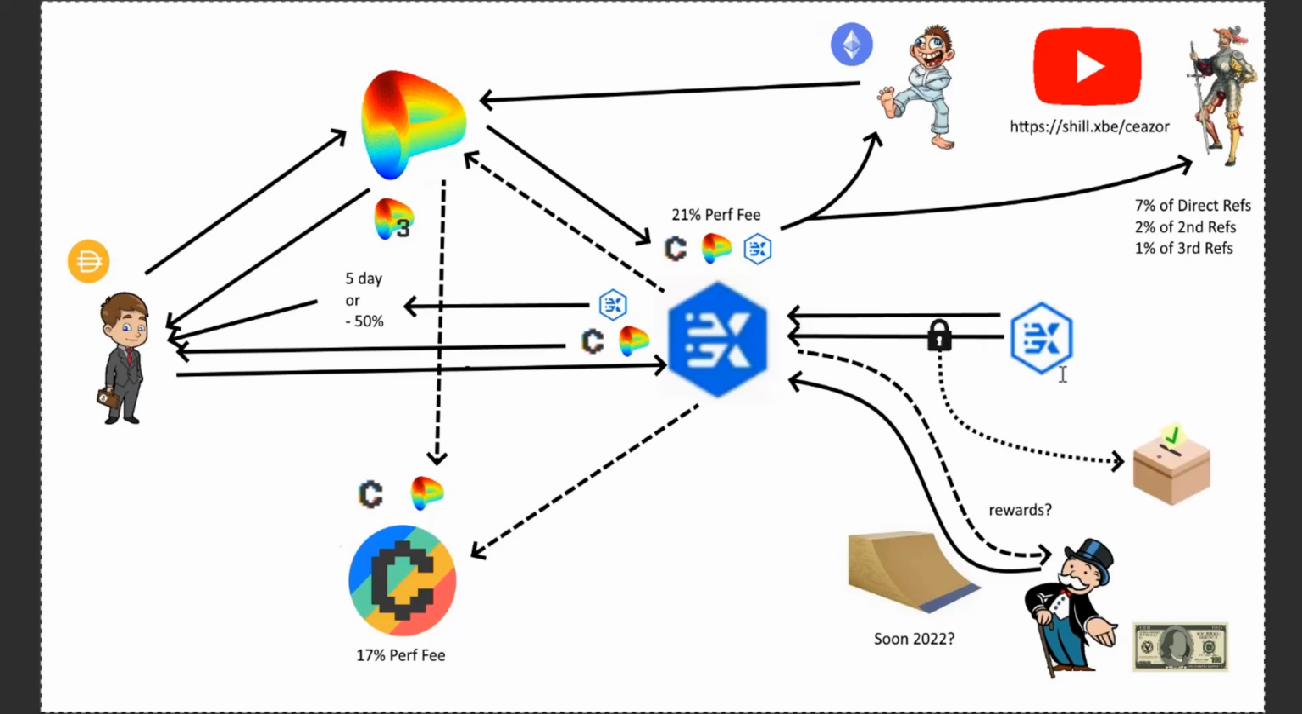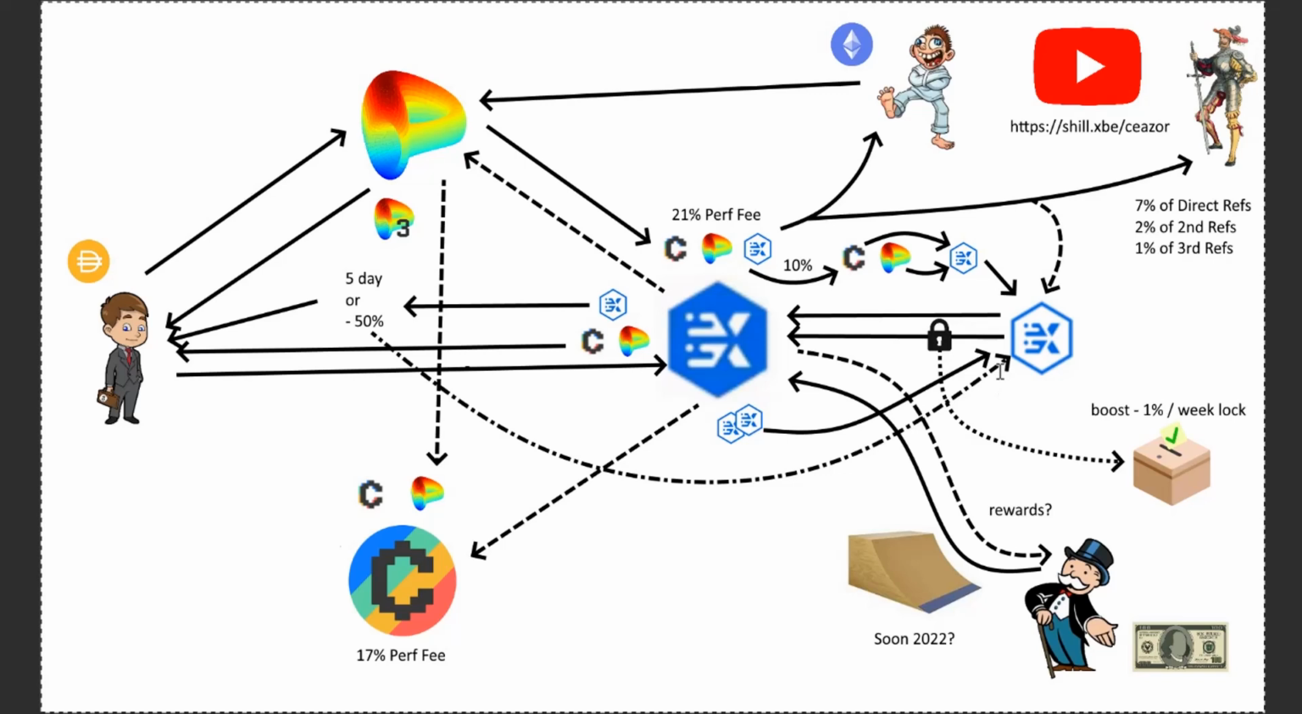So on to the next part. This XBE token, what can you do with it? You can stake it or you can lock it. If you lock it, you get voting rights. If you stake it, you don't get voting rights. However, both of them do get this, and that is a lot of extra XBE tokens.